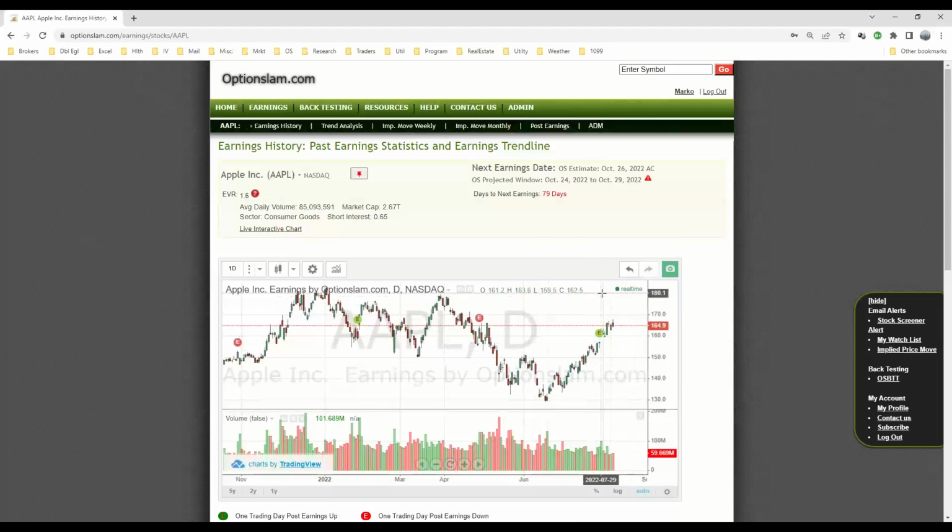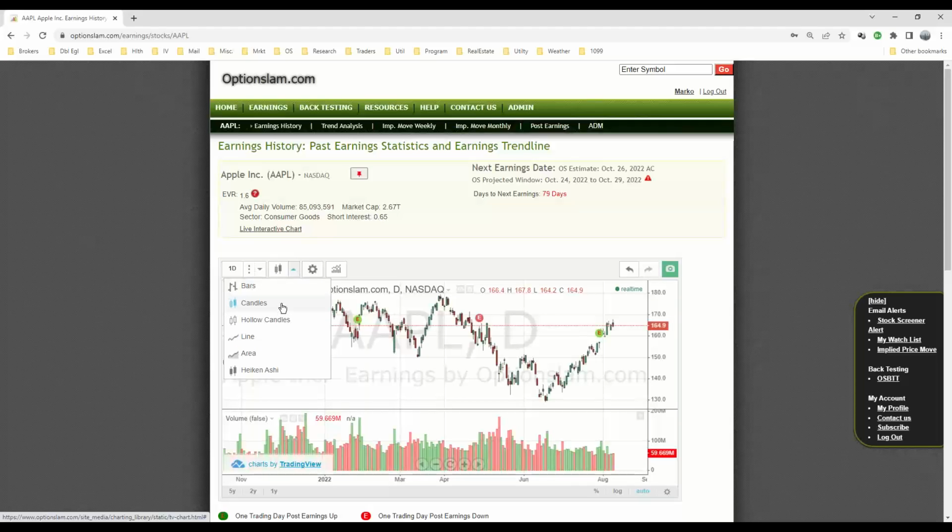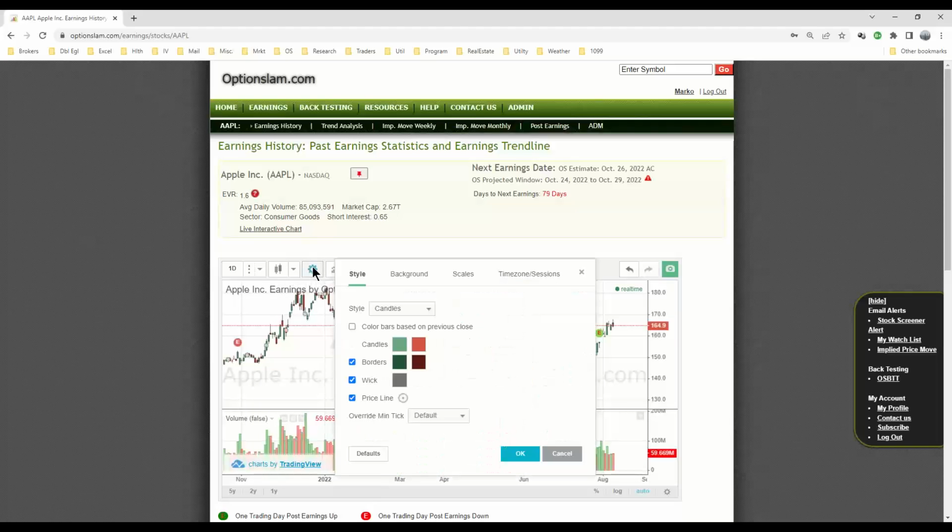Let's see. So that's the chart. And by the way, this chart is highly customizable. You can just click here. It's set up for one day candles. Here's a bunch of presets. You can change it from candles to other styles of charting, line, area, even Heikin-Ashi, which is awesome. And then there are other properties. It's a highly customizable chart.